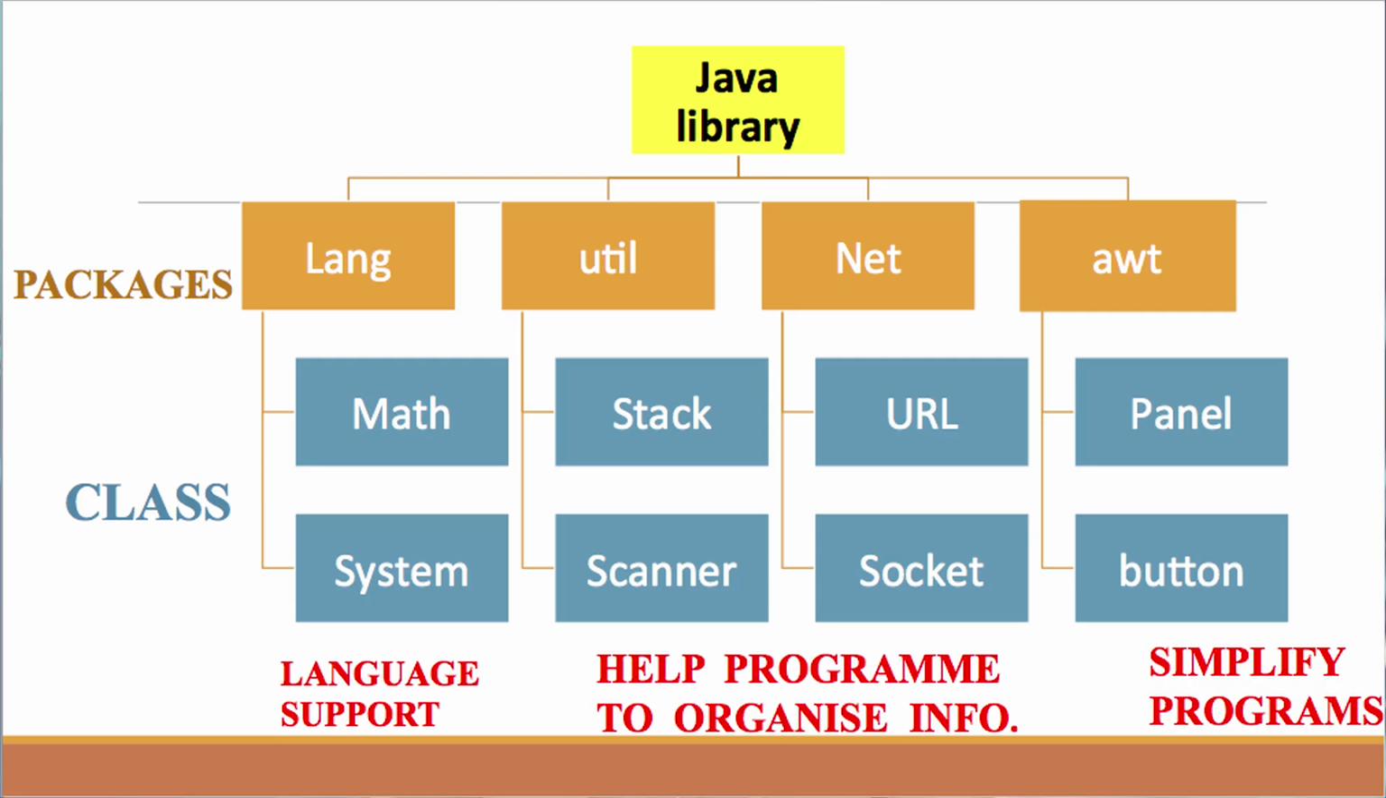For language support we have the lang package, and util means the utility package, where different types of utility functions are there. AWT is for graphical mode. Suppose we have to switch on graphical mode, then we will use Swing and AWT. So these are the different packages, and inside these packages we have classes. Combined, we call them Java libraries. A rich programming language means a rich library. So Java has a very rich library.